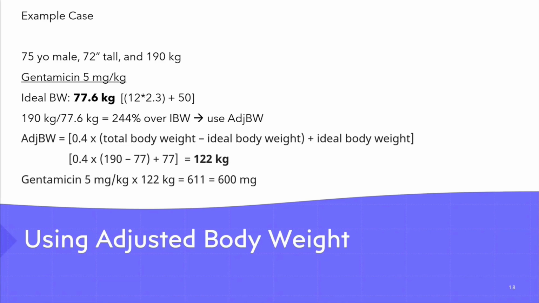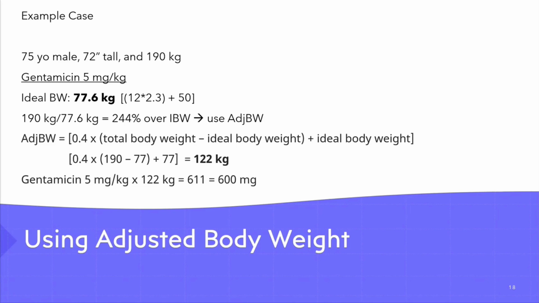So this would be my approach to dosing. With any patient, I do usually calculate an ideal body weight first. So taking the patient's height and using that equation, the ideal body weight is roughly 77 kilos. And then I need to know how far over the ideal this patient is. So by taking their total body weight over ideal, I can see that this patient is actually more than 200% over their ideal body weight.